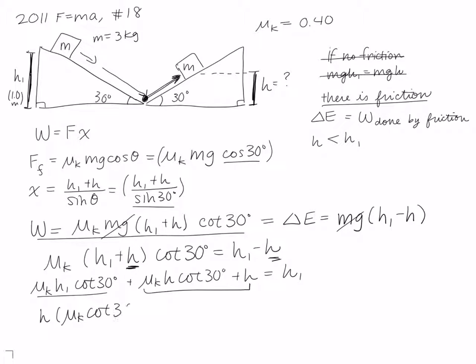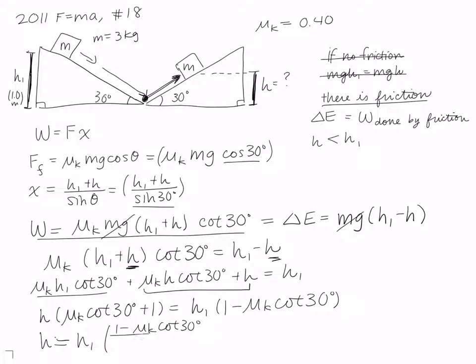So we have h times (mu k cotangent of 30 degrees plus 1) is equal to h1 minus mu k h1 cotangent of 30 degrees, and we can combine those again. We have h1 times (1 minus mu k cotangent of 30 degrees). And so we find that h is going to be equal to h1 times the ratio of 1 minus mu k cotangent of 30 degrees over mu k cotangent of 30 degrees plus 1.